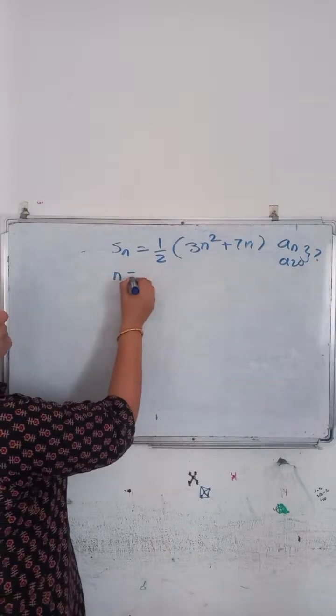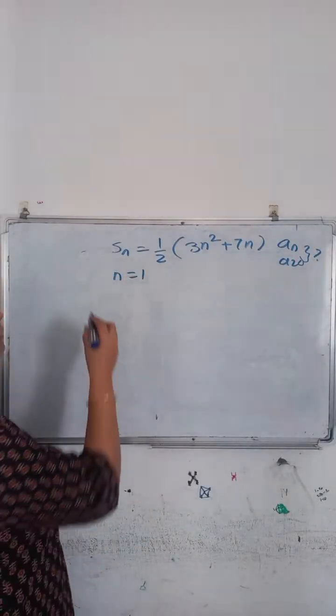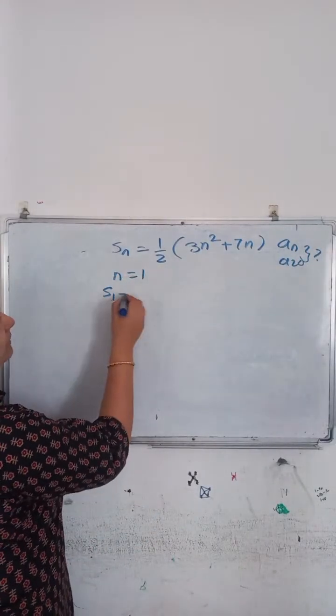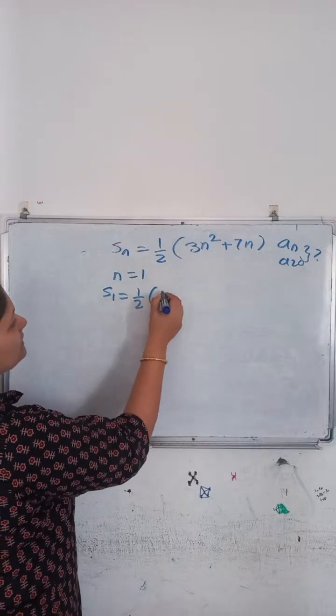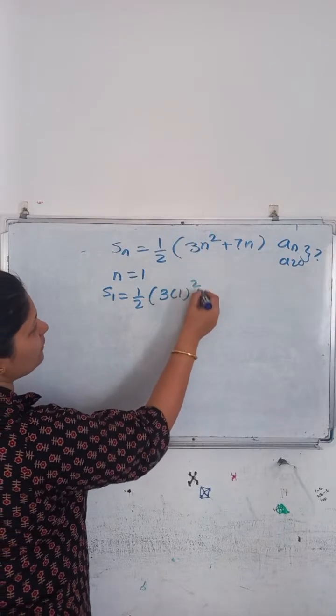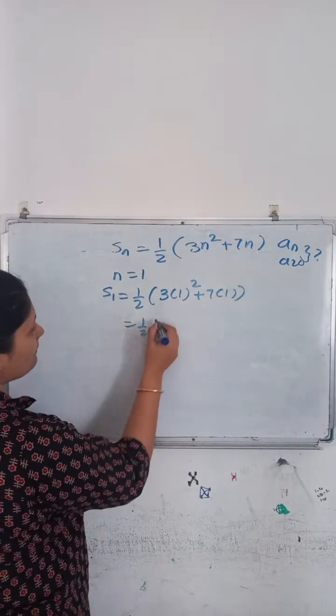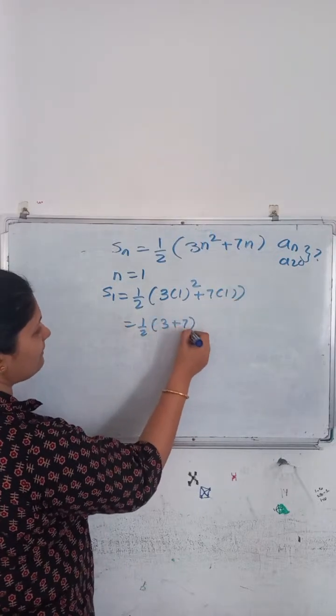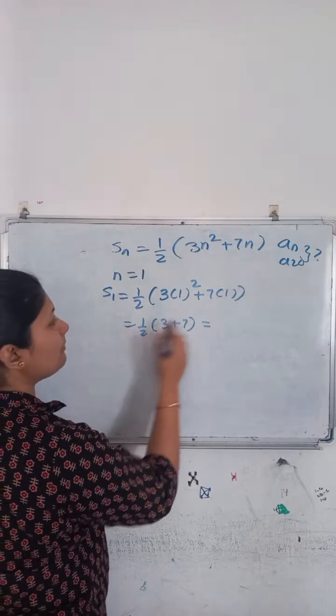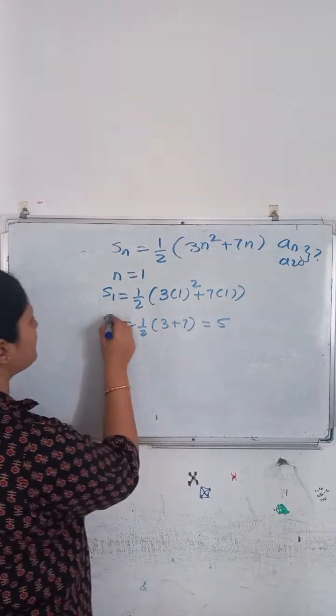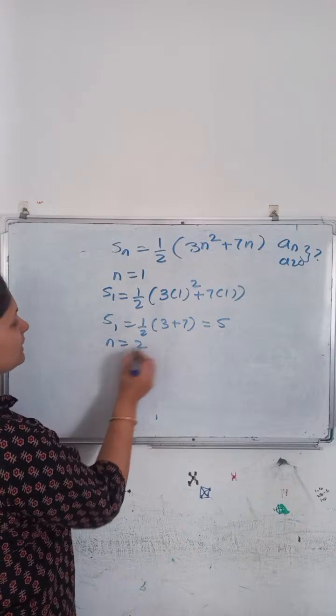So that means if we keep n equal to 1, then we will get the sum of the first term: half, inside the bracket, 3 into n square plus 7 into 1. So half of 3 plus 7, that is equal to 10 by 2, which is nothing but 5. This is S1. Now again n is equal to 2.